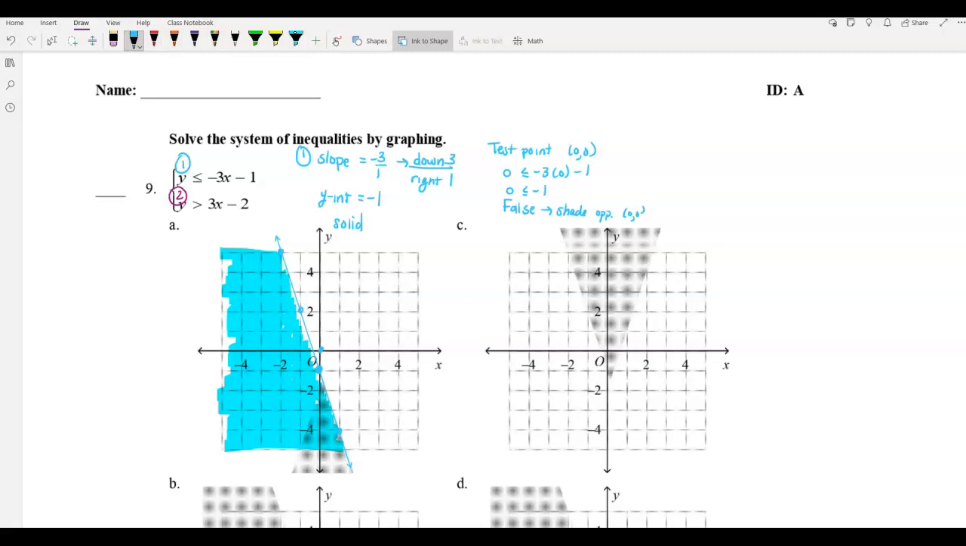Okay, now let's do inequality number 2. We have slope is positive 3 over 1, which is up 3, right 1. And our y-intercept equals negative 2. We are greater than it, so we are a dotted line. All right, so now let's go to negative 2. Up 3, over 1, up 3, over 1, up 3, over 1, and now we have a dash.